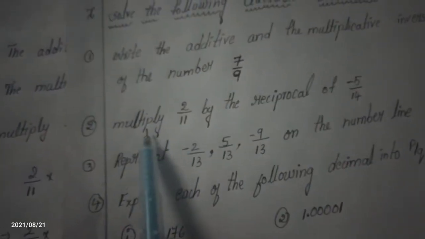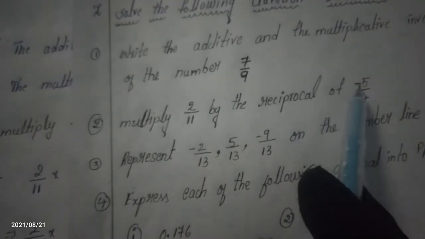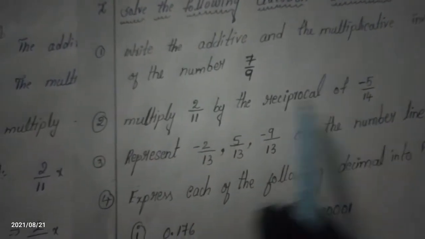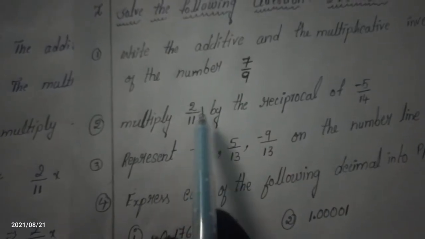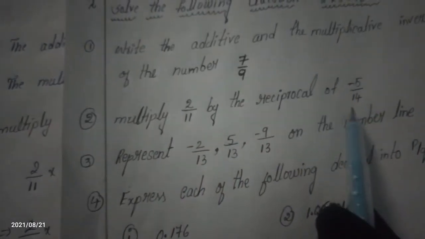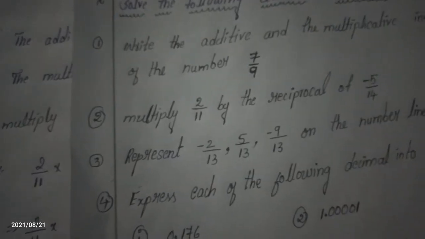What is the second one? Multiply 2 by 11 by the reciprocal of minus 5 by 14. We have to multiply these two numbers. We have to multiply 2 by 11 by the reciprocal of minus 5 by 14. Let's see how we can do it. This is your solution.